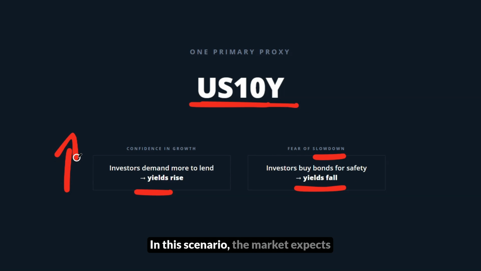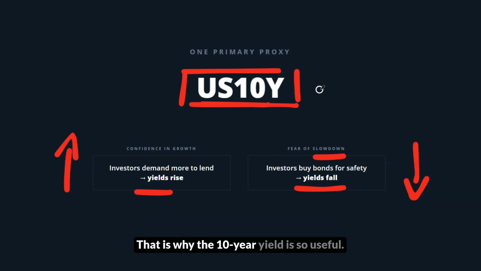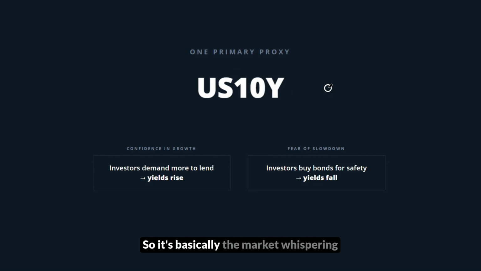In this scenario, the market expects potentially higher interest rates. In this scenario, the market potentially expects lower interest rates. So yields move accordingly. They encompass everything together: interest rates, growth, inflation expectations, the sentiment, everything. That is why the 10-year yield is so useful. It's basically the market whispering to itself about growth, inflation, and what the central bank is going to do next. This is your regime indicator.